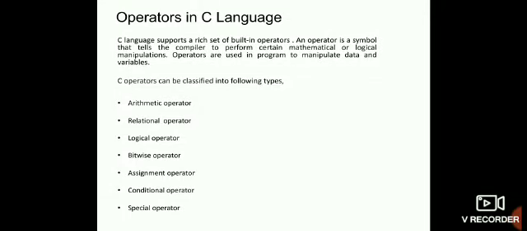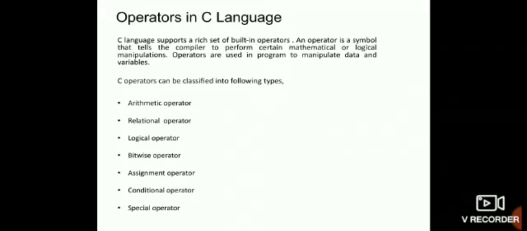In today's video, we are going to learn about operators in C language. C language has a rich set of built-in operators. So basically, what is an operator? An operator is a symbol that tells the compiler to perform certain mathematical or logical manipulations. Operators are used in program to manipulate data and variables.